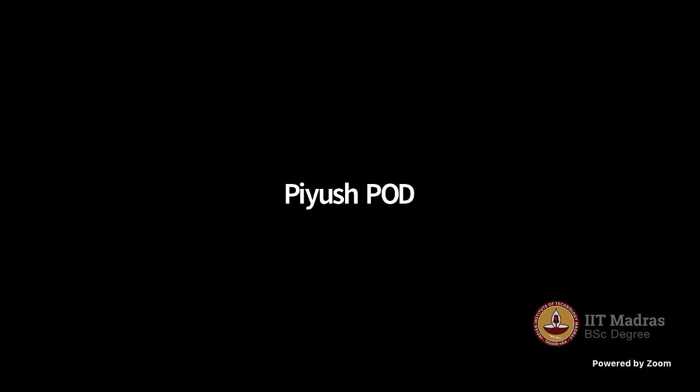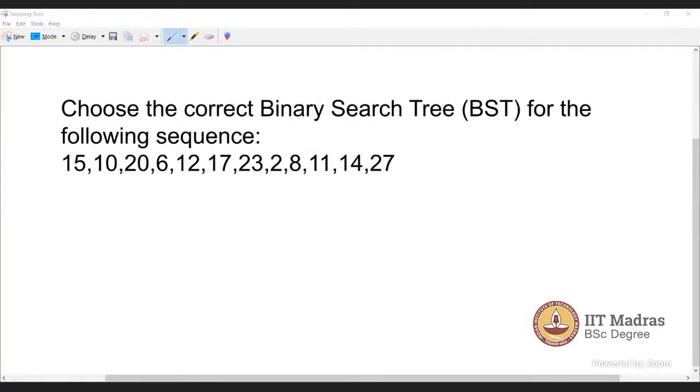So anyone can tell me how to draw this binary search tree for the given diagram? Is my screen visible? Yes, sir. Considering 15 to be root because it is the first element, then we will compare 10 with 15, and since 10 is smaller, it will go on the left side, left child of 15.